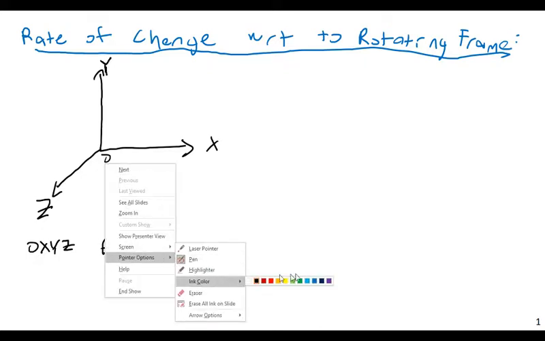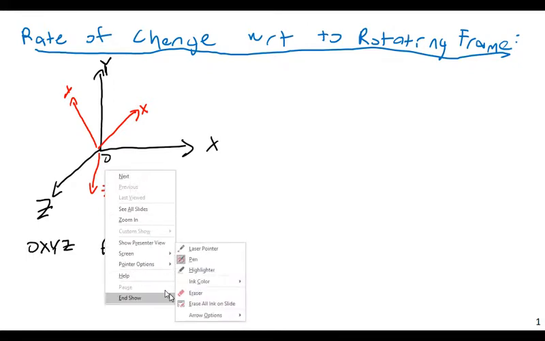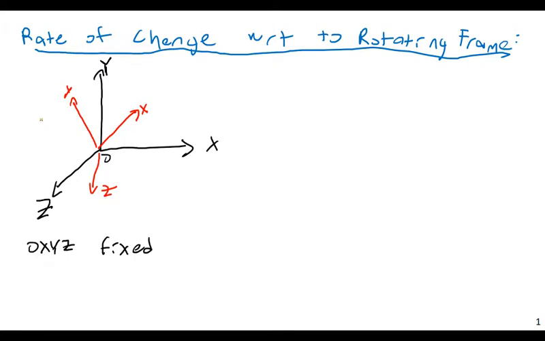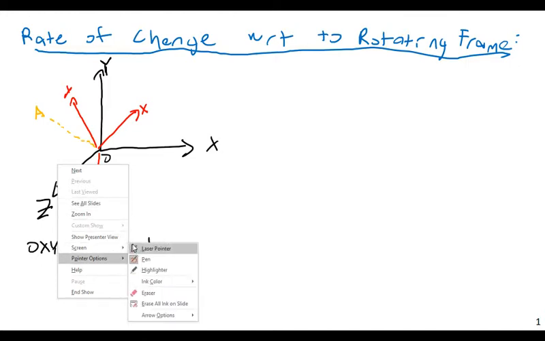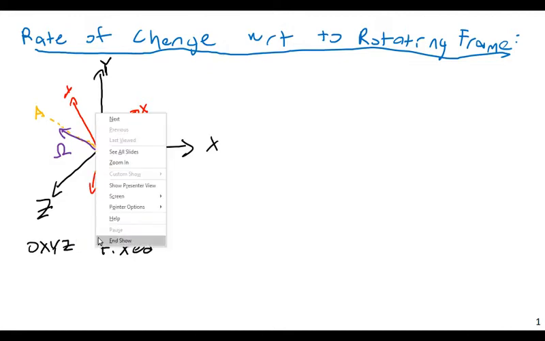So then I'll have a secondary frame. Let's call that X, Y, and Z. This is going to rotate about OA, so I have some reference vector A. And this thing is going to have angular velocity omega.